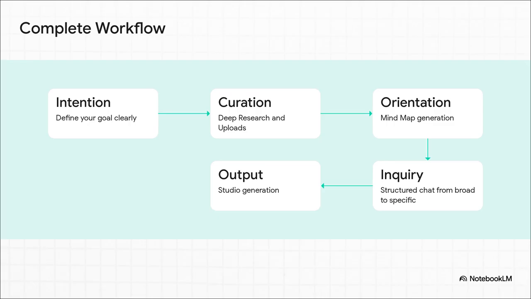Step 3, orientation. Generate a mind map to visualize the connections across this brand new knowledge base. Step 4, inquiry. Use the chat panel to interrogate the data, moving from broad themes down to the specific details. And finally, Step 5, output. Move to the studio panel to generate your briefing document, your audio overview, or your cinematic video.